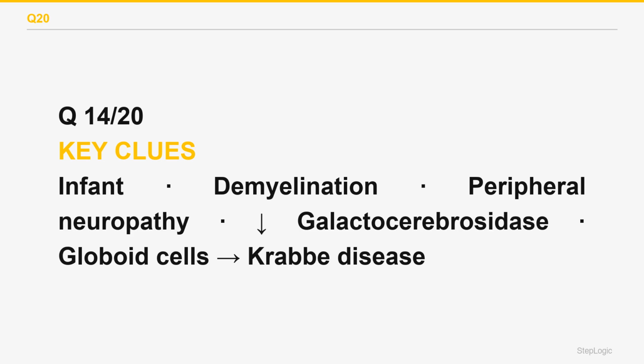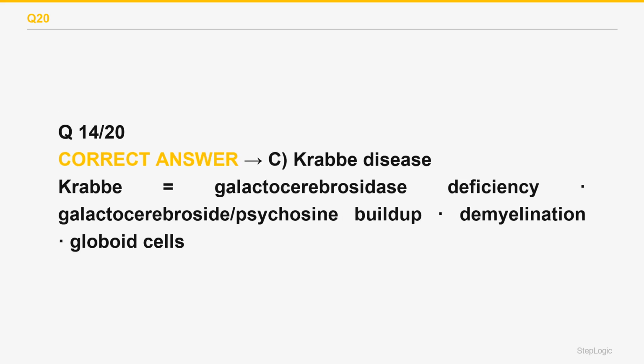Psychosine is toxic to oligodendrocytes and Schwann cells, causing destruction of myelin in both the central and peripheral nervous systems, a leukodystrophy. The result is a rapidly progressive infantile neurodegeneration: irritability, developmental regression, peripheral neuropathy, optic atrophy, and seizures. The pathologic hallmark is the globoid cell, a multinucleated macrophage engorged with undegraded galactocerebroside. The correct answer is C.